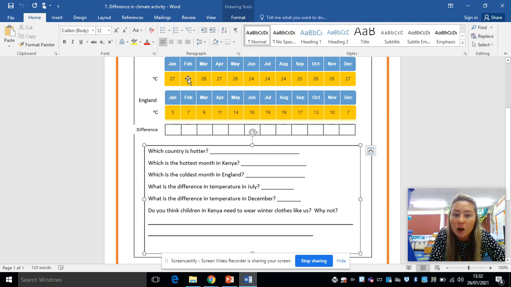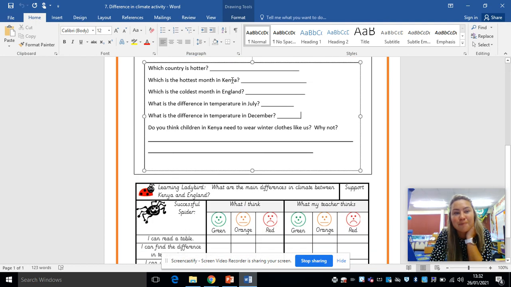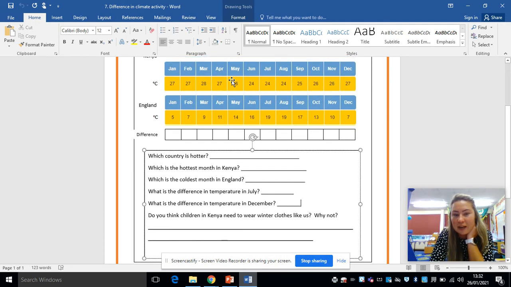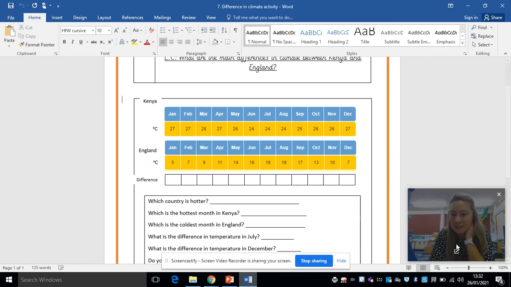Okay, so if you have a look at all of these temperatures here, if I give you a bit of a clue, if it's higher than 20 degrees, it's usually like bikini or t-shirt weather, or shorts weather, swimming wear really. So have a think, would they really need to wear hats, scarves and gloves and things like that? Okay, and then when you've done that, take a picture and send it on Seesaw.